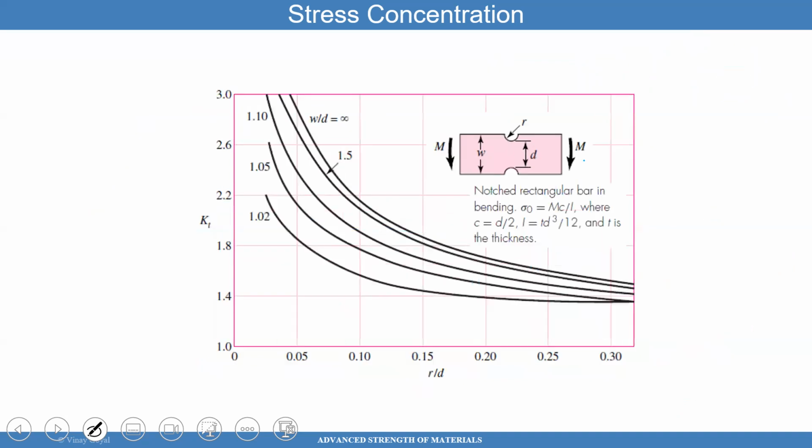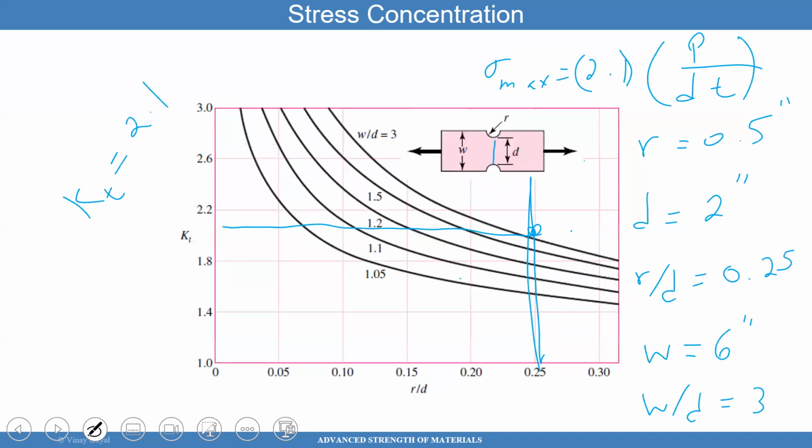Let's look at this one. Another example. They tell you how to use sigma nominal in this case again. So in some cases, they tell you how to actually use it. And here they tell me what C is. So C is D over 2, and they tell you what I is. Again, very similar thing. They give you all the dimensions.